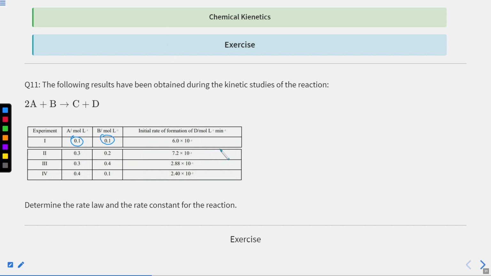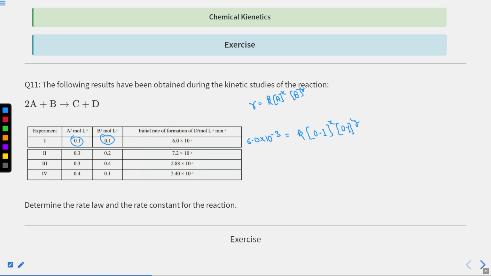For this we have to write the individual rate expression for each of the sets of experiment. Let us assume that with respect to A our order is x, and with respect to B our order is y. R is the rate of reaction, k is the rate constant. If I write it for the first experiment, then it would be 6.0 × 10^-3 = k, which we have to determine, times the concentration of A, 0.1, raised to power x, and the concentration of B, 0.1, raised to power y.